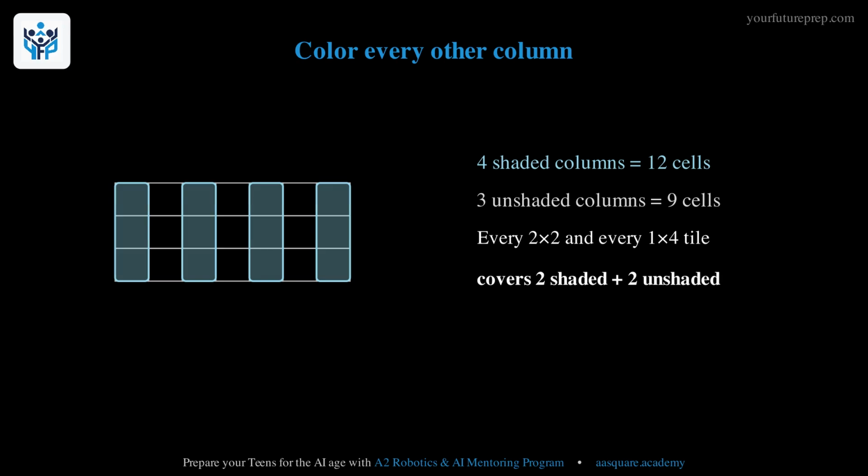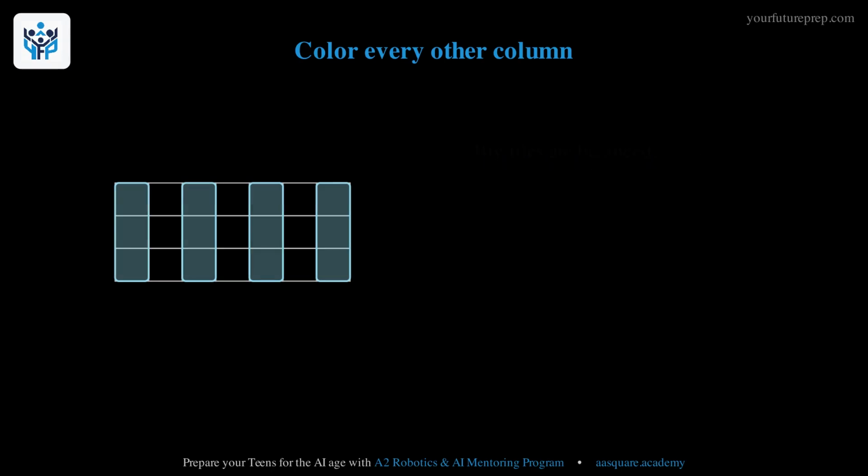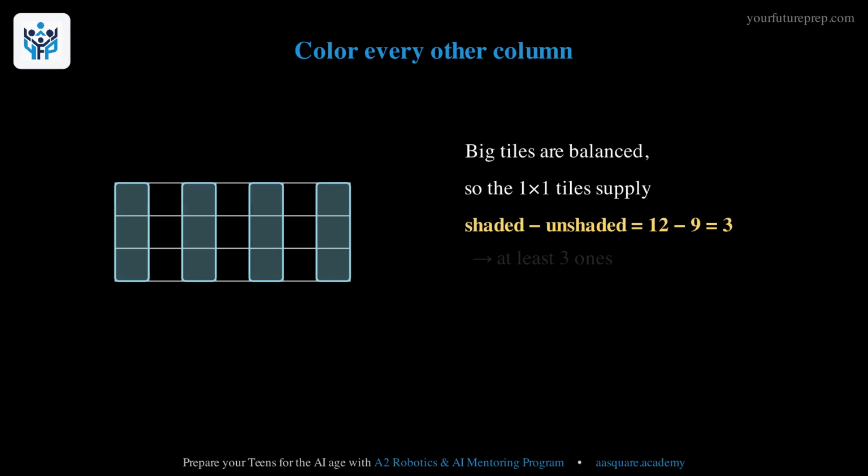Now here's the magic. Every 2x2 tile and every 1x4 tile covers exactly 2 shaded cells and 2 unshaded cells. So the big tiles are perfectly balanced. That means the 1x1 tiles alone must make up the difference. Shaded cells minus unshaded cells equals 12 minus 9, which is 3. So we need at least 3 1x1 tiles.